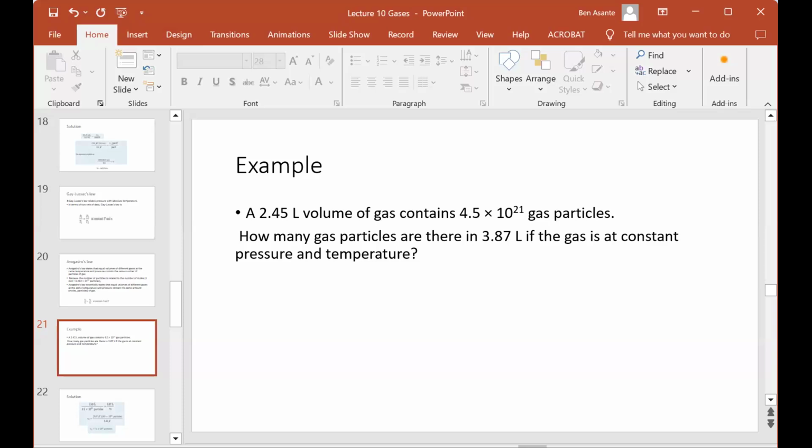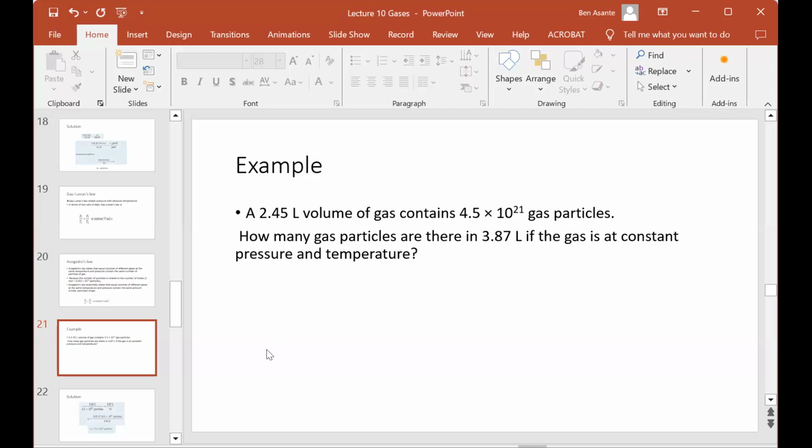You see, Avogadro's law says that when you have equal volumes, and the pressure and temperature are kept constant, then you will have the same number of particles. So I think that's the reason why Philip was saying that it will be 3.87. But here the volumes are not the same. Philip, look at the volumes. This one is 2.45, this one is 3.87. The volumes are not the same.